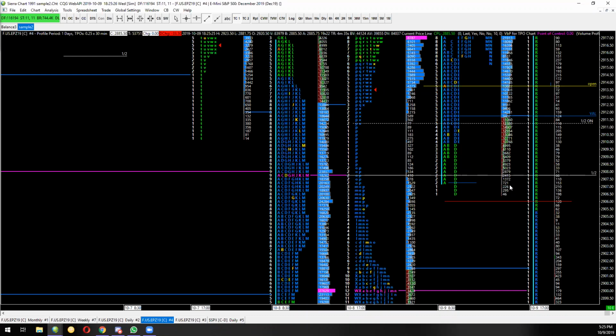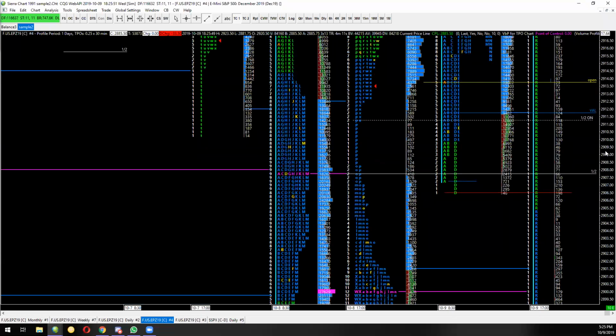So we have 1,300, 700, 226. There's a bit of an anomaly, but then you have 46 contracts at the low. So there's only 46 people in the entire world at that time that sold ES at this level. So now we know that the selling is done for now and the auction is back up to the upside.